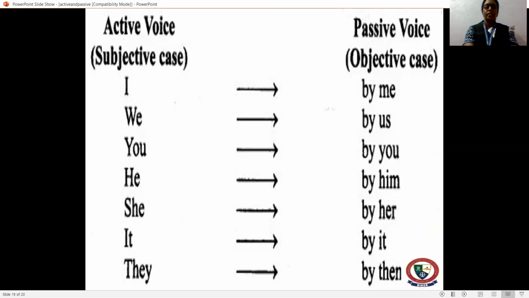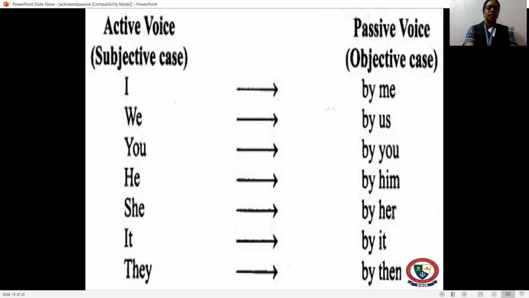As we have seen the verb, now we'll move on to the subject case. One must also know how the changes take place for various subjective cases. So when it becomes the object, for instance, if it is I, first person singular, we'll change it to by me. Similarly, we becomes by us. If it is you, it becomes second person, by you. It could be singular or plural, so there is no change: by you.